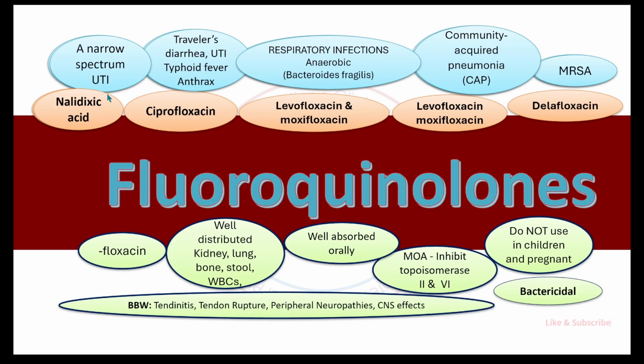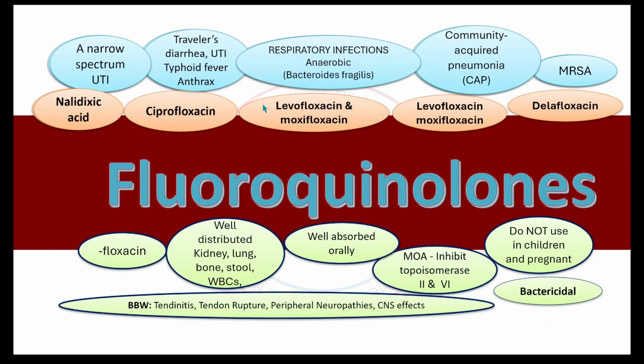As you can see, nalidixic acid, a first generation fluoroquinolone, is considered a narrow spectrum antibiotic used for urinary tract infections, followed by ciprofloxacin. The antibacterial spectrum increased, more effective than nalidixic acid. Ciprofloxacin is used for traveler's diarrhea, urinary tract infection, typhoid fever, and anthrax.